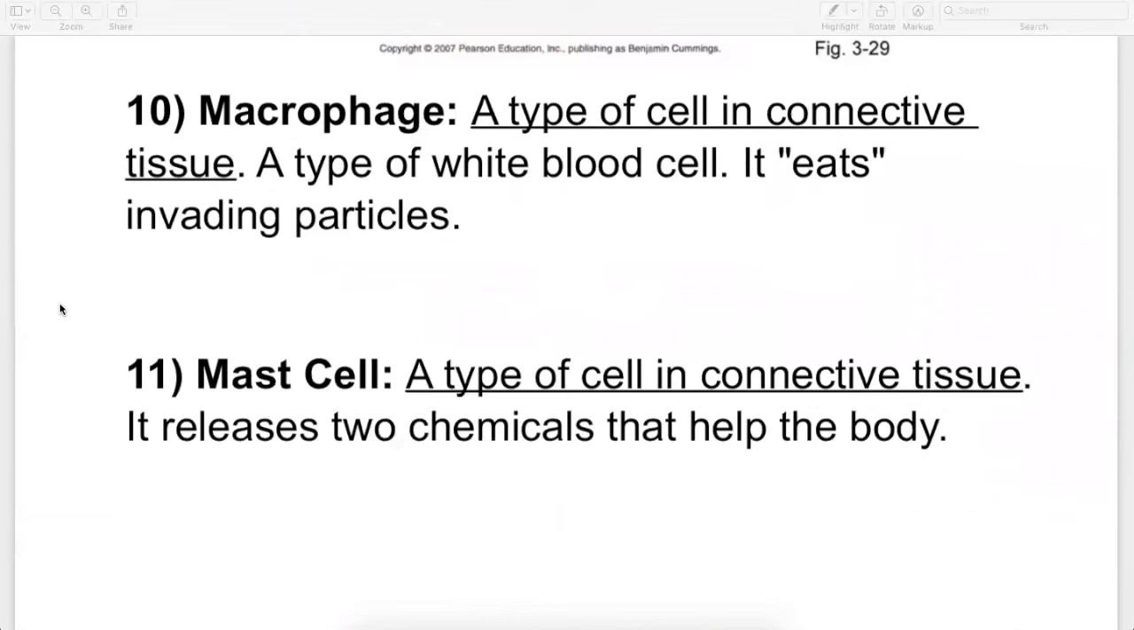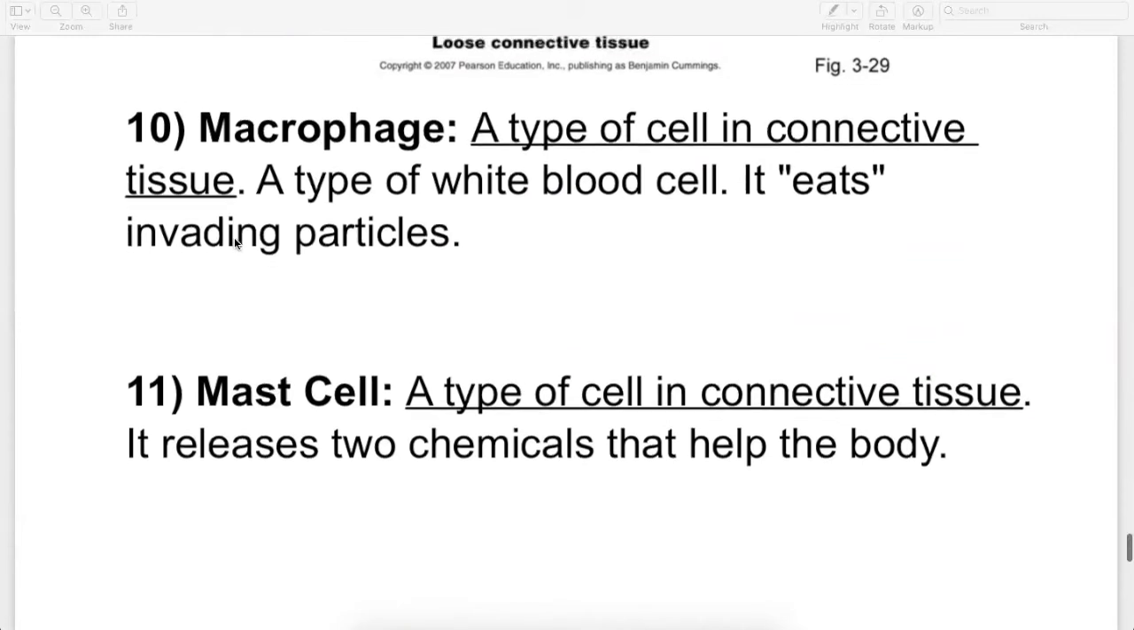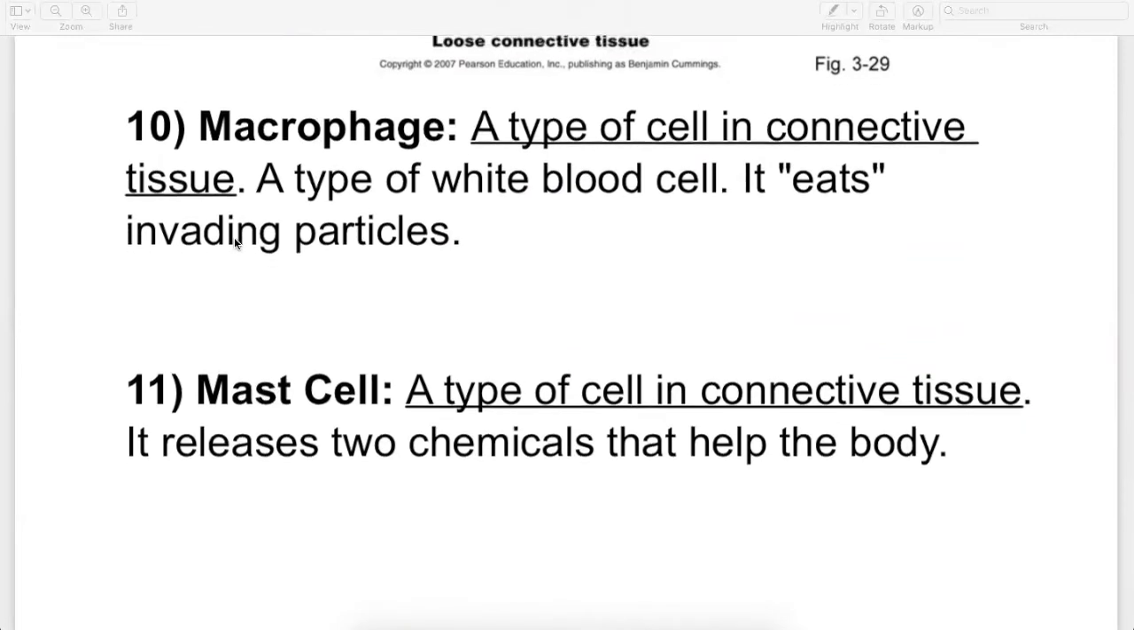Macrophage and mast cells. Guys, these are two types of connective tissue cells that we are going to come back to. Remember what I said, blood is a type of connective tissue, and we're going to have an entire chapter on blood. So we are going to come back to these blood cells. These are types of white blood cells. Yes, and you have different kinds of white blood cells for very different jobs.